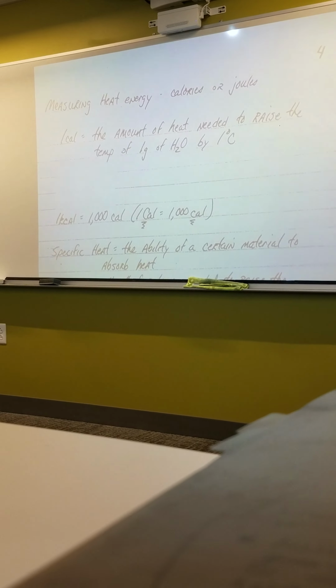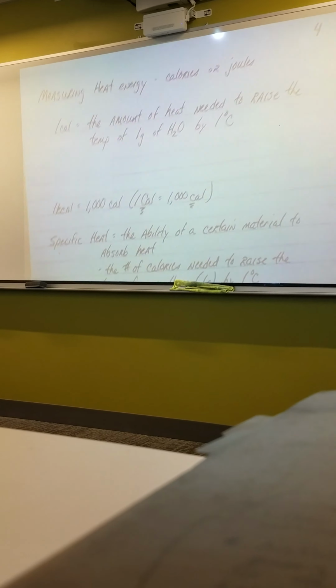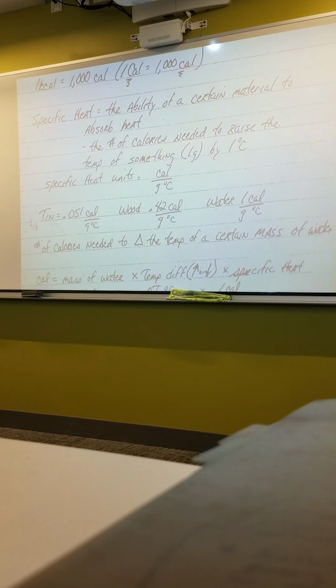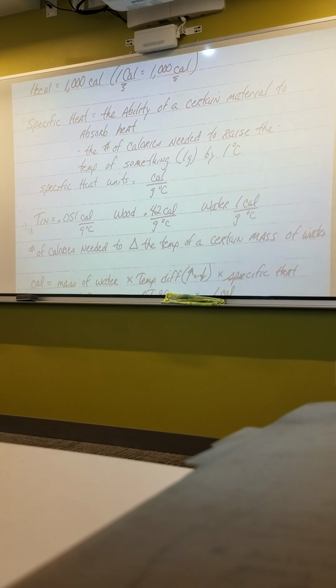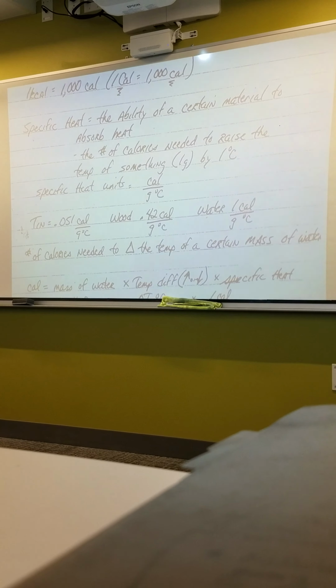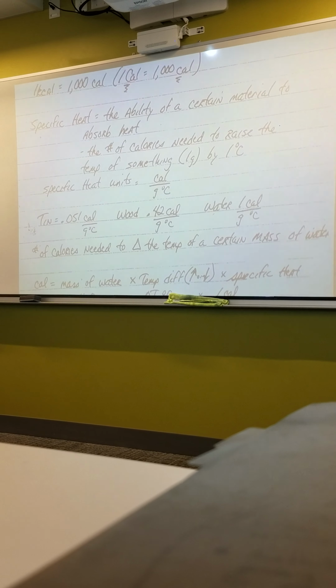Now, specific heat. The ability of a certain material to absorb heat. It's also the number of calories, heat energy, to raise the temperature of something, usually 1 gram of it, by 1 degree C. Now, the units of measurement for specific heat, the ability of a certain material to absorb heat, is going to be calories per gram degrees C.